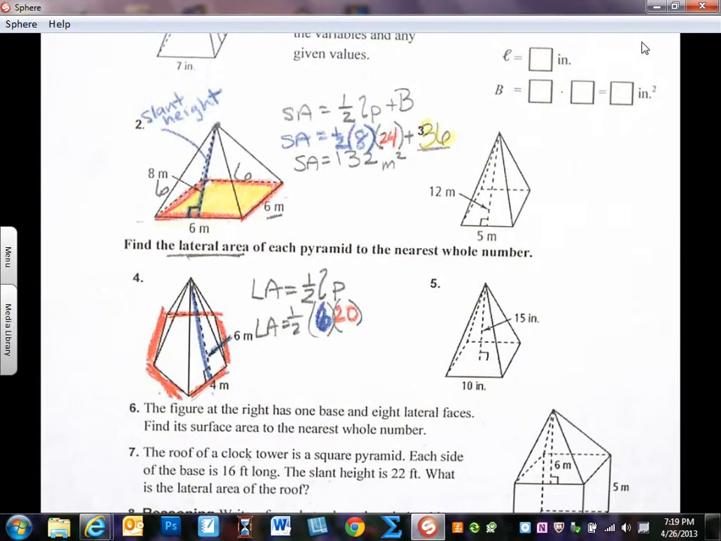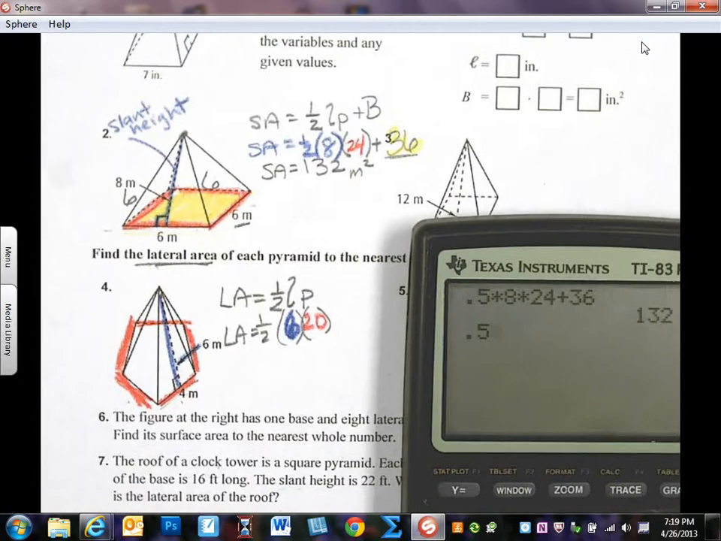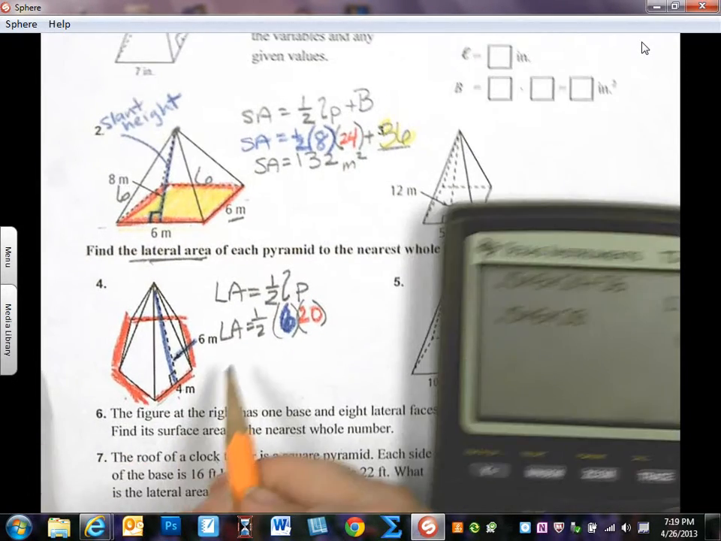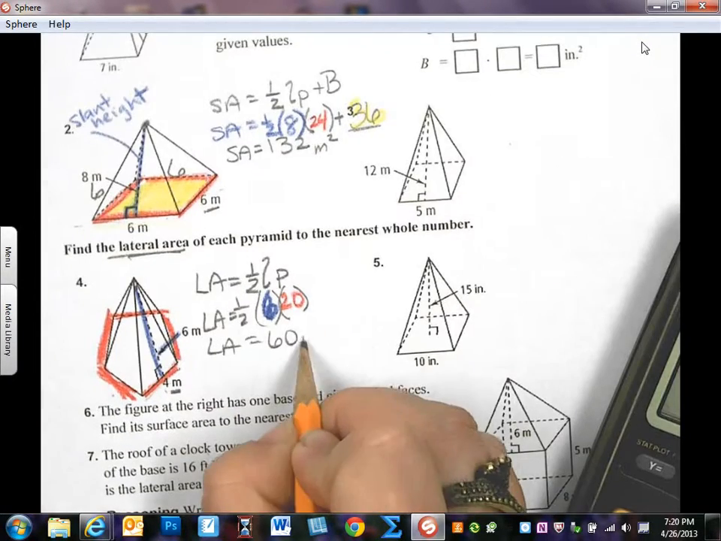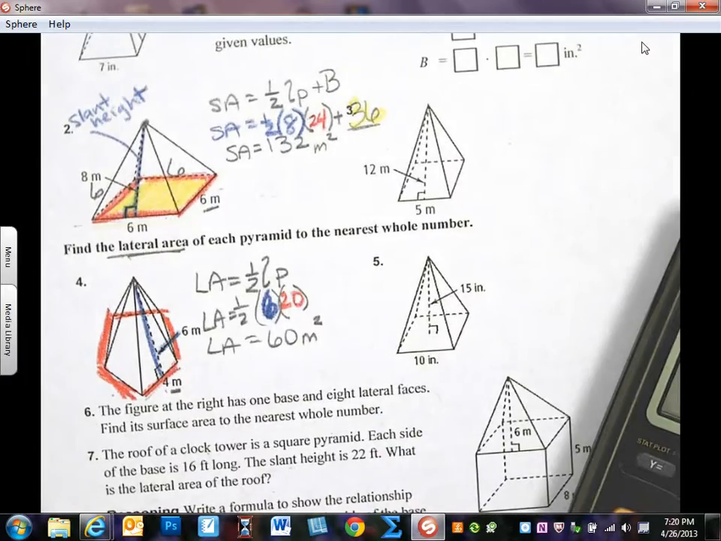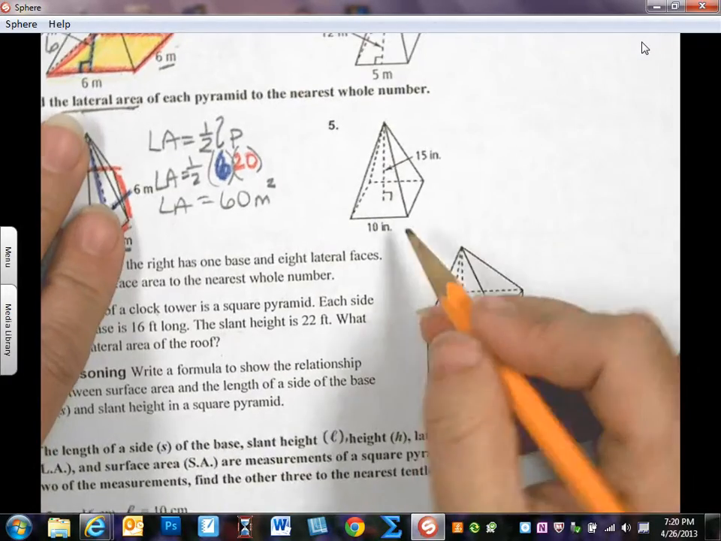So let's just put that in the calculator. 0.5, because that's the decimal equivalent of 1/2, times 6 times 20. So my lateral area here is 60. Notice my units is meters, and area is always squared. Okay? Now 5 is a little tricky, and that's the one you have to do.